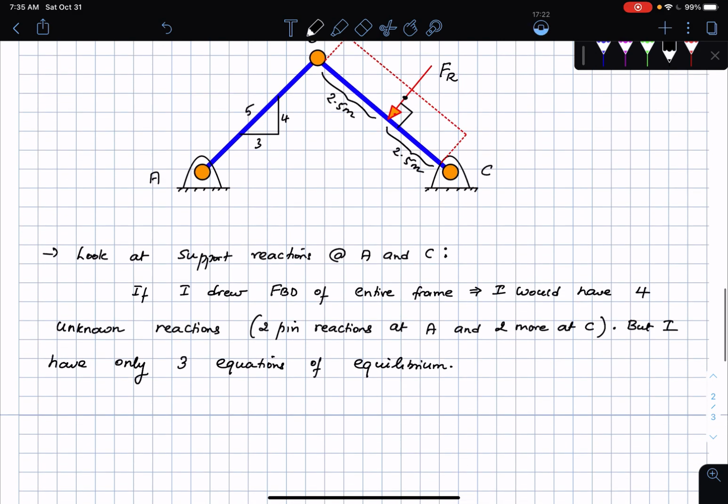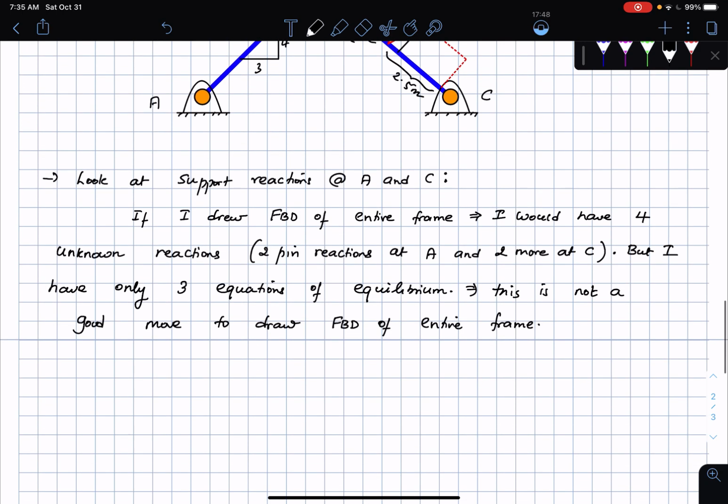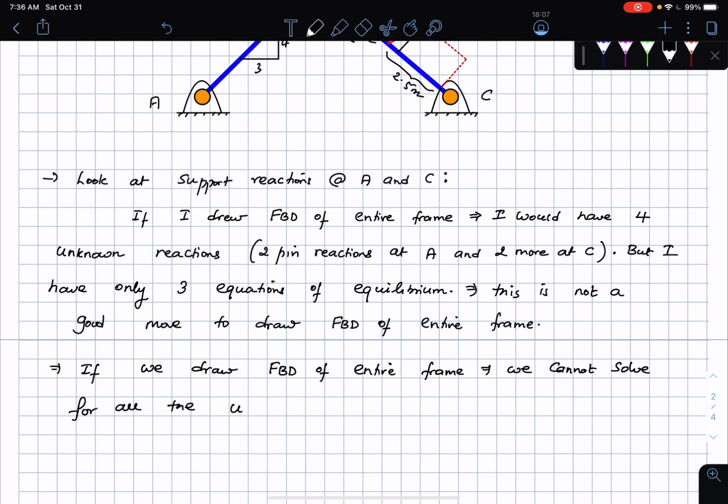Which means that this is not a good move to draw the free body diagram of the entire frame. That is, if I draw the free body diagram of the entire frame, I cannot find all the unknowns. So that's what I'm trying to say. If we draw the FBD of the entire frame, we cannot solve for all the unknowns.